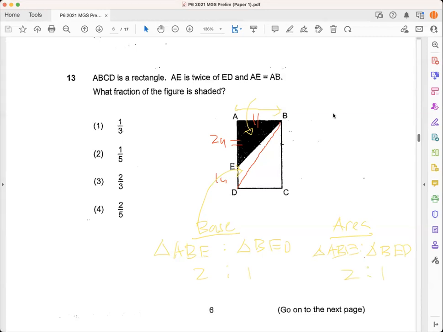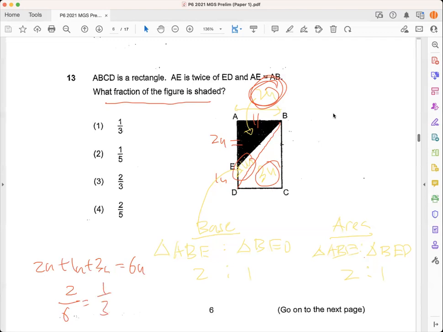All right. So this will be 2 units and this will be 1 unit. So the other half of the rectangle, therefore, will be 3 units. So the question is, what fraction of the figure is shaded? The figure is made up of 2u plus 1u plus 3u. So the figure is 6 units. The shaded region is 2 units. So 2/6, 1/3, and this is the answer.